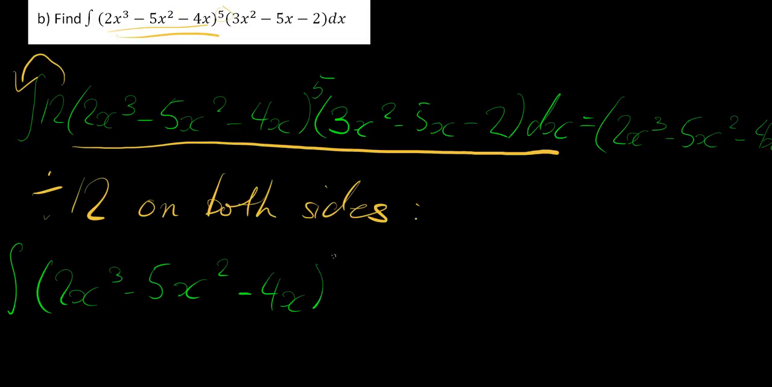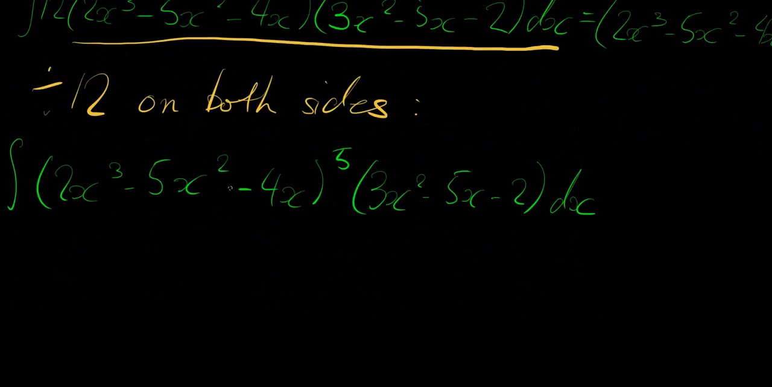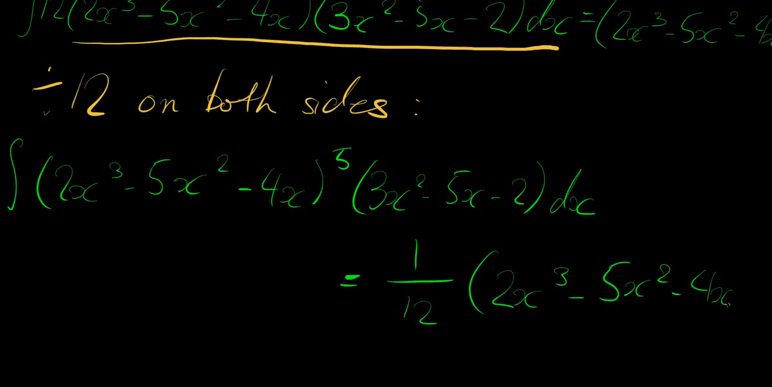And of course the 12, that was the coefficient over here. This one will get knocked out. And since we divided by 12 on the left side, the right side would also be divided by 12, so we're going to get 1 on 12, 2x cubed minus 5x squared minus 4x plus c.